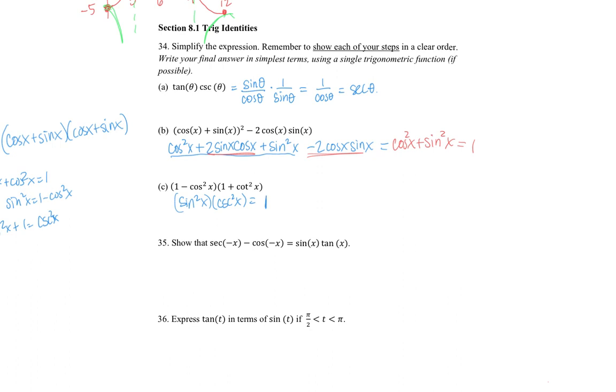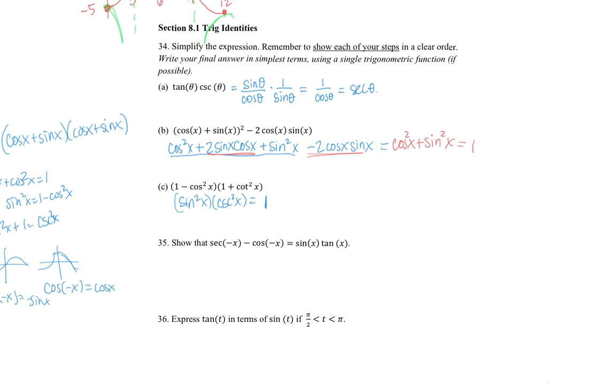Okay, for this one, show that secant of negative x minus cosine of negative x equals sine x times tangent x. Okay, so let's just start with the left-hand side. And so I have to remember some of the things that I know about sine and cosine. So I know the graph of sine looks like this, and the graph of cosine looks like this, right? And so we have that cosine of negative x equals cosine x. And sine of negative x is equal to negative sine x.